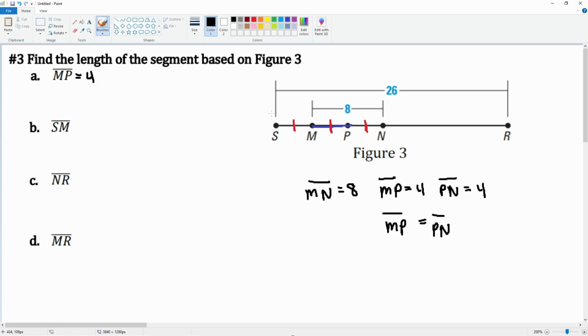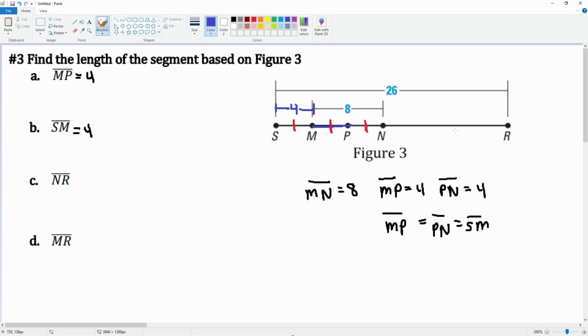Now let's take a look at the piece of SM. Also, it has the same marks here, so we can also say that line segment MP is equal to line segment PN, which is also equal to line segment SM, that is also 4. Let's look at NR. Well, let's just label the image here to help us out. This is 4. Okay, so this piece SM is 4, then another 8.